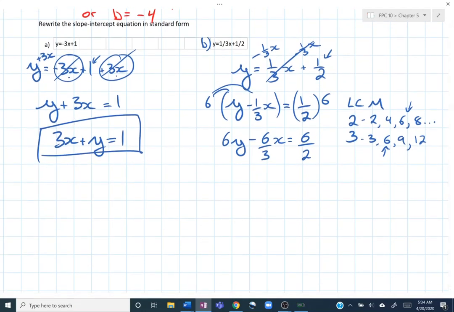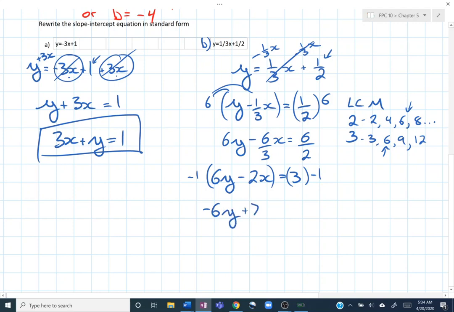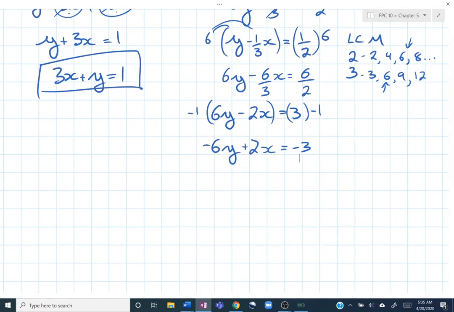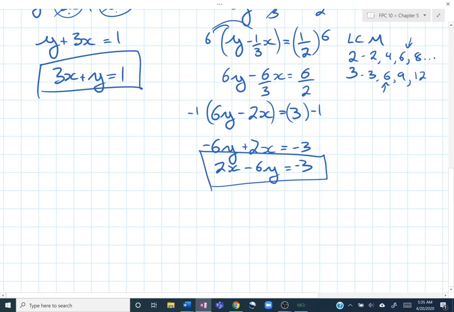I can simplify these fractions. We always want to write them in lowest terms. 6 divided by 3 is 2, and 6 divided by 2 is 3. We end up with a negative x, so I'm going to multiply both sides again by -1 to make it positive. I end up with a negative 6y plus 2x is equal to -3, and then I'm going to rearrange them so that it's in the socially acceptable order. 2x minus 6y is equal to 3.